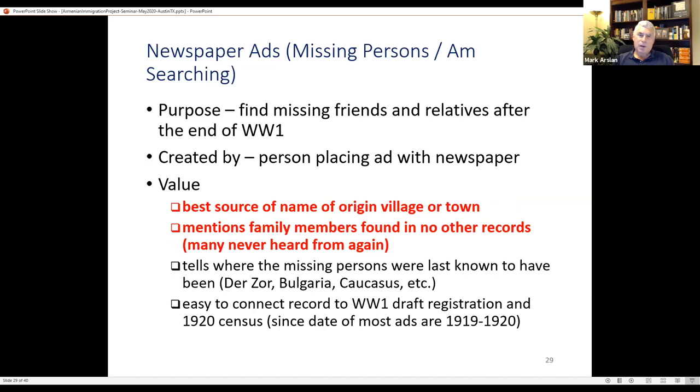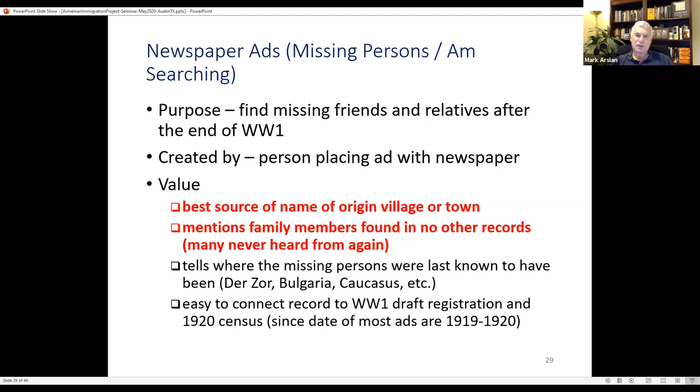These ads were placed in Armenian language newspapers printed in the United States, maybe in Chicago, Boston, Fresno, and they're trying to find family members that are still left in the old country. Some of these might list 10, 15, 20 different family members. It might list my wife, my three children, my mother and father, my father's brother and his children, list them all by names and what village they were in.